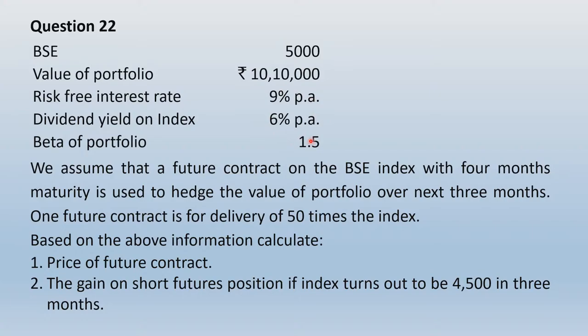As a theoretical value of your futures, you pick 5000, and the futures contract is for 4 months. So 5000 into 9 minus 6, that is 3%, into 4 by 12. That will give you the increase in the price of the futures, or the interest element, which added to the initial price, or the current price, or the spot price, you'll be getting the theoretical value of futures.